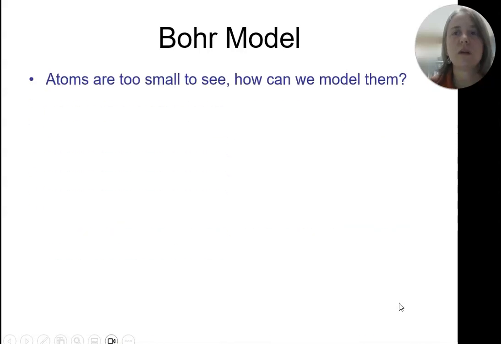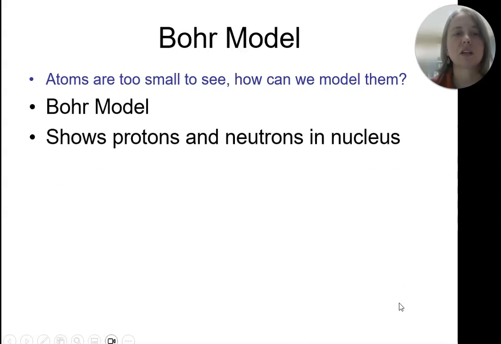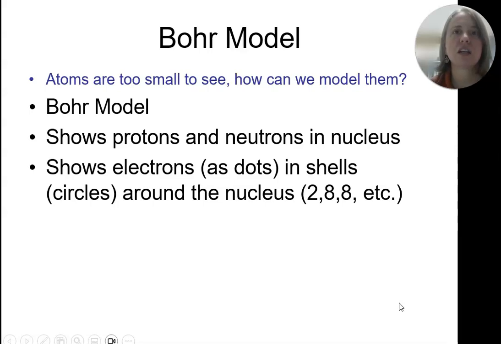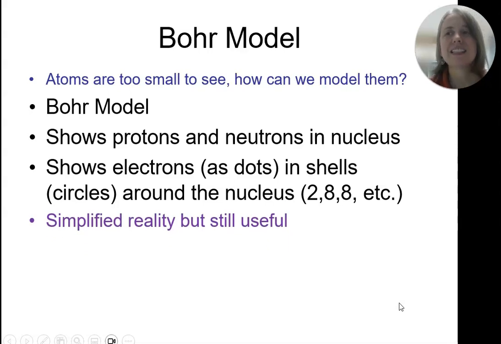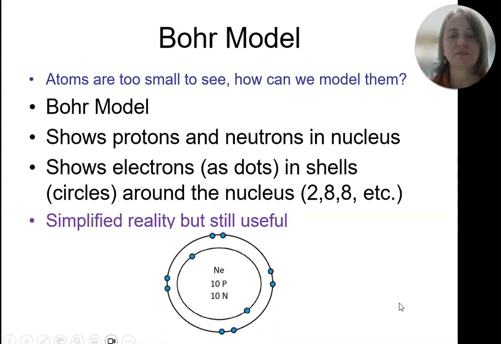Let's talk about the Bohr model. So atoms are too small to see, so how could we model them? The Bohr model is a good example. It shows protons and neutrons in the nucleus, and it shows the electrons as dots in shells or circles around the nucleus. First can hold 2, second shell can hold 8, third shell can hold 8, and so on. It's simplified, but it's still very useful. It's more simplified than reality really is, but it's still useful.